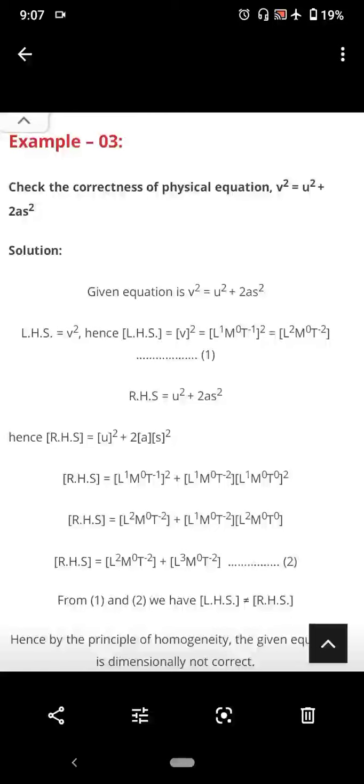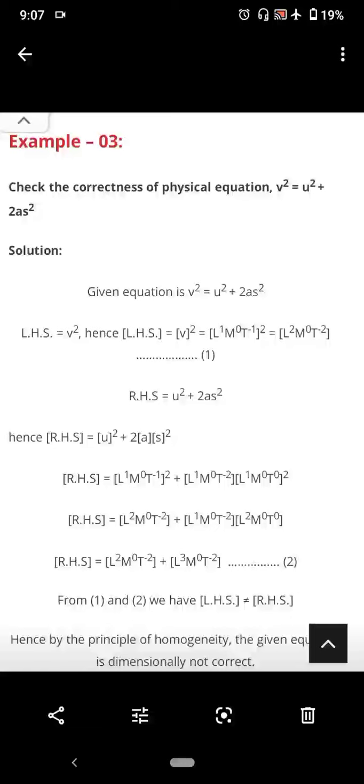Let us see how many terms there are in the equation whose dimensions we need to find. In LHS there is the term v square, so we need to find its dimension. In RHS there are two terms. The first one is u square and the second one is 2as square. We will find the dimension of u square and 2as square individually, and then check whether the dimensions of all three terms are equal or not.